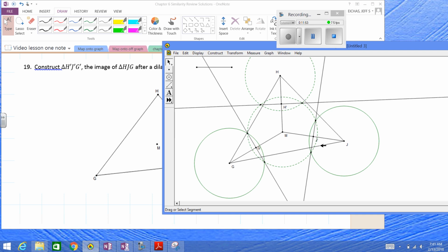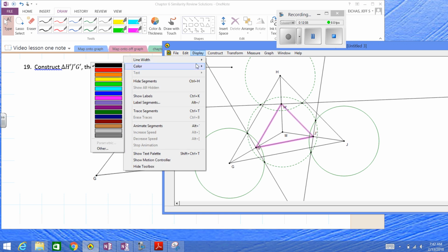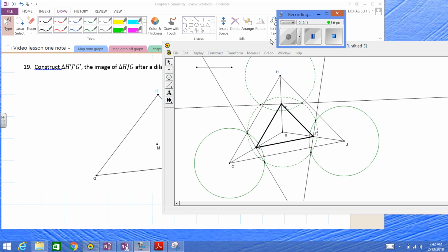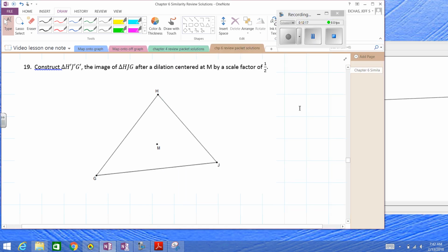Okay, so that's what the construction of a dilation with scale factor of a half is going to look like. And here is our image. Construct those segments. Let's make those thick so you can really see what's going on. So that finishes up that one. It's going to be a long video, but hopefully you can see what I did. Dilation scale factor of a half, you're looking for the middle of all the segments that join the pre-image to the center. All right, that'll be it for this one.